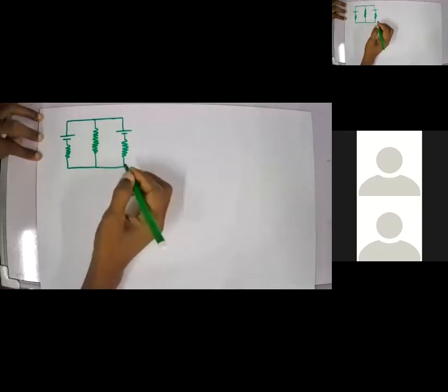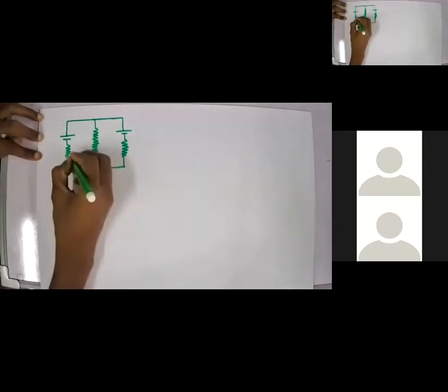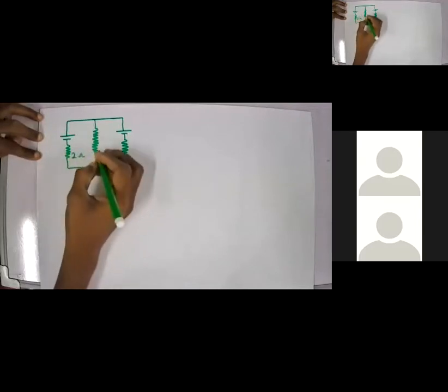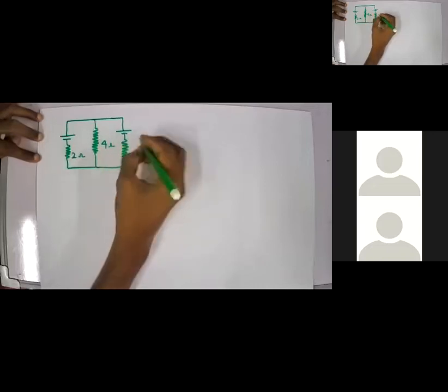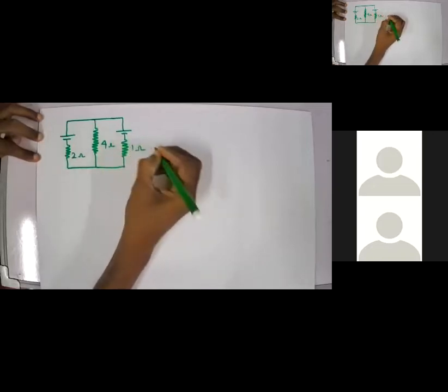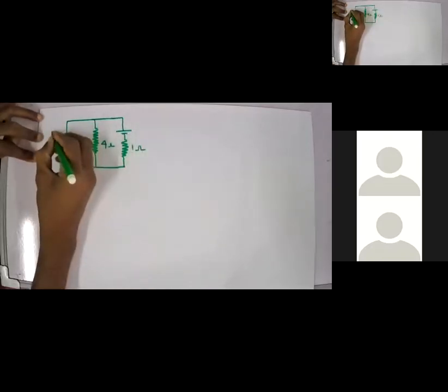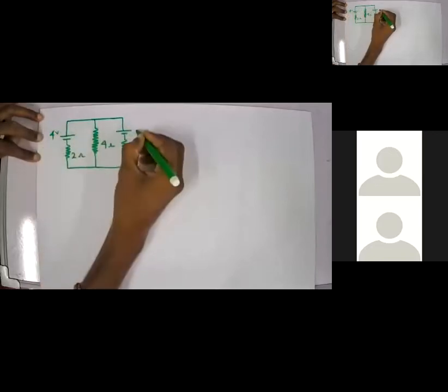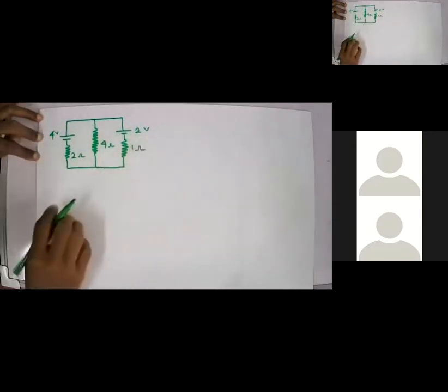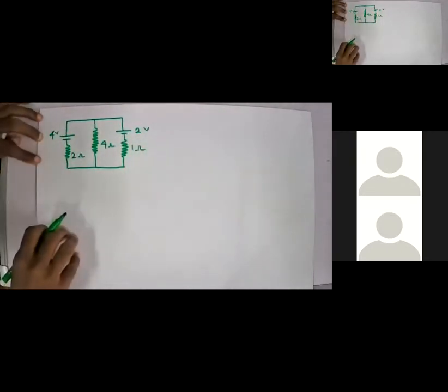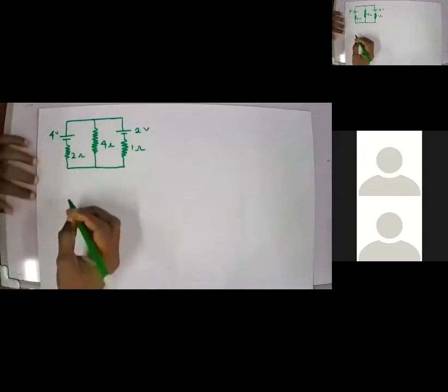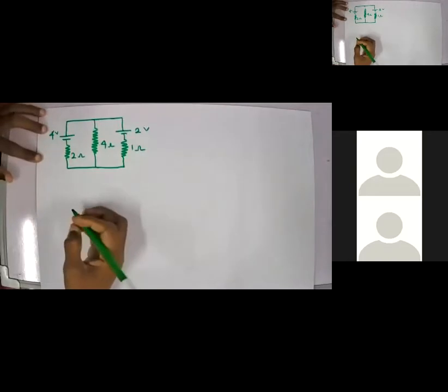Right. So let this be 2 ohms, and this is 4 ohms, and again this is 1 ohm, right? So this battery is 4 volts, and this is 2 volts. Clear, right? This is 4 and this is 2 volts. Now we'll see how we can solve this one using Kirchhoff's current law and Kirchhoff's voltage law.